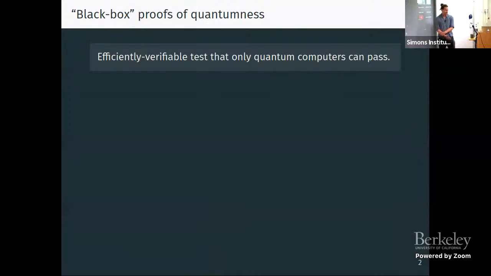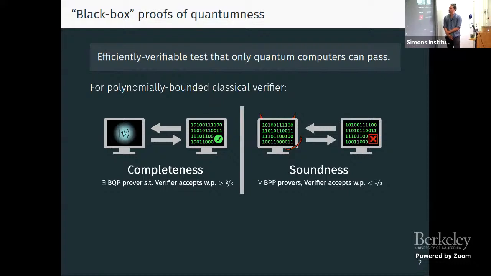So right, today what I'm going to be talking about is this idea of black box proofs of quantumness. So this is an efficiently verifiable test that only a quantum computer should be able to pass. To be a little bit more formal about this, we can define it like any other computational proof, where we have a completeness claim where we say that there exists some BQP prover that causes the verifier to accept with high probability, and that for all BPP provers, the verifier accepts with low probability.